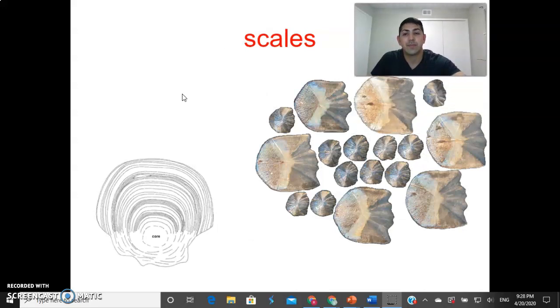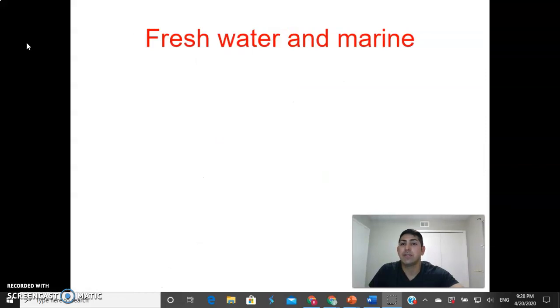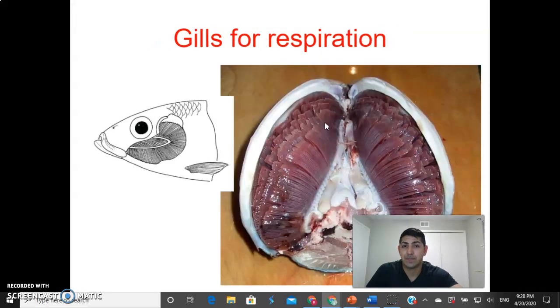Scales. Alright, so now we're going to talk about scales. You can see where there's a core, and then all these little lines coming off of it, just like a tree. Notice that there's these dark bands, and this will represent something in just a moment. So there are differences between freshwater and marine fishes. At this moment, you guys can tell me which is a freshwater and marine fish.